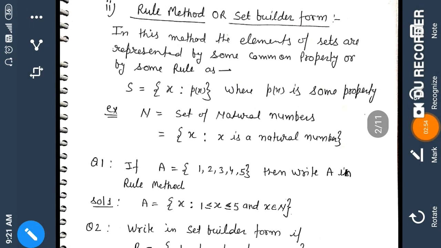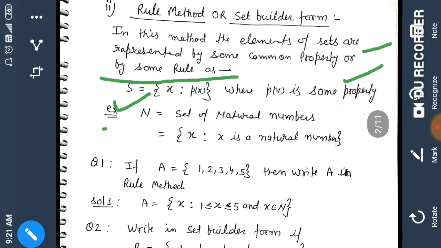Now the second method to represent a set is the rule method. It is also known as set builder form. In this method, the elements of the set are represented by some common property or by some rule. Suppose S is any set, then S is equal to x, these two dots are read as such that, and P(x), where P(x) is some property.